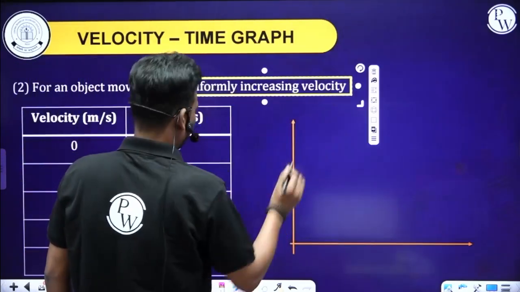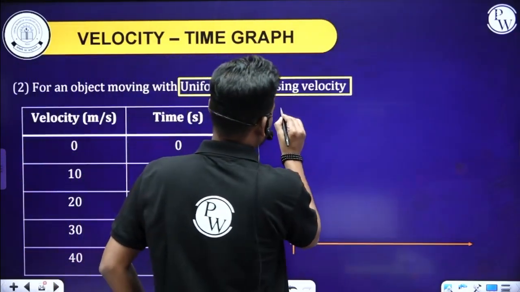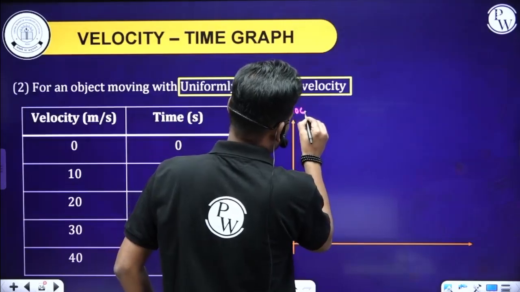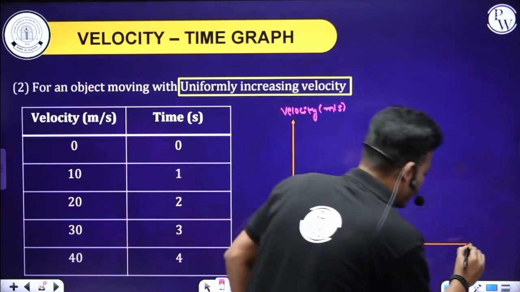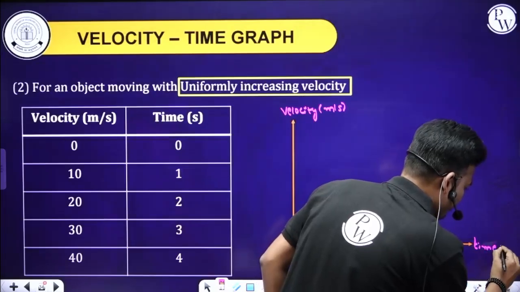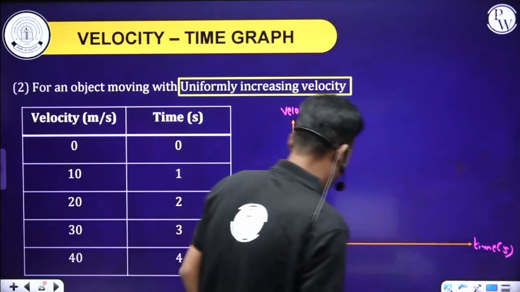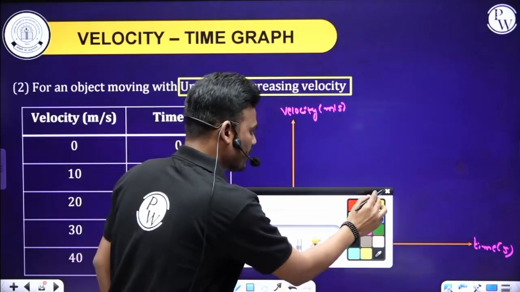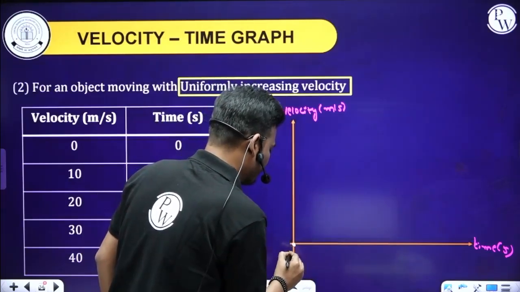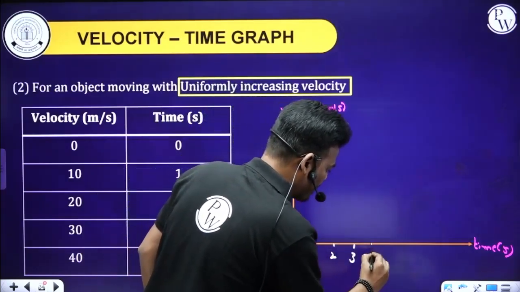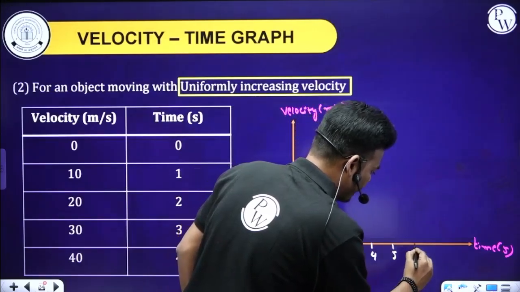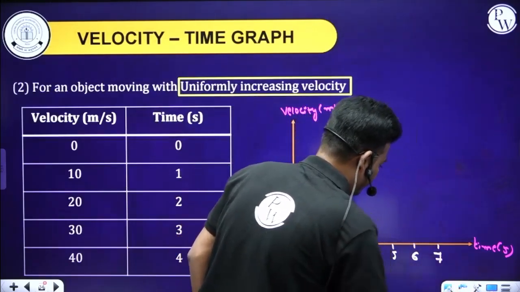Uniformly increasing velocity. Okay, this is velocity in meters per second, and this is time in seconds. Now, let's consider the origin, 1 second, 2 seconds, 3 seconds, 4 seconds, 5 seconds, 6 seconds, and 7 seconds.